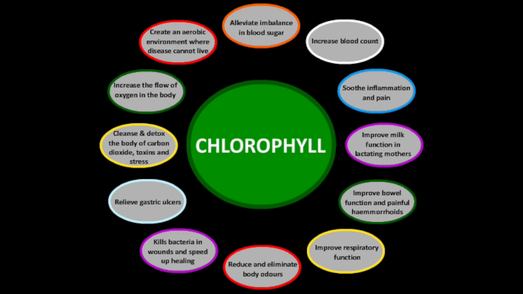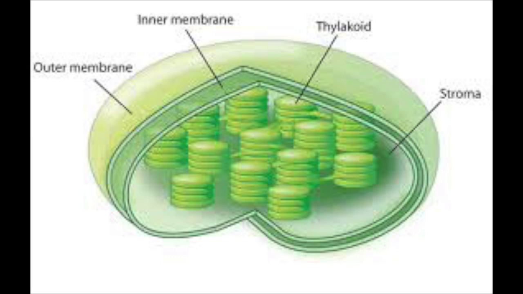Chlorophyll is a key molecule for photosynthesis. There are 4 types of chlorophyll, A, B, C, and D. In plants, chlorophyll is found in a special structure, which is called the chloroplast. The reactions for photosynthesis take place in different areas of the chloroplast.